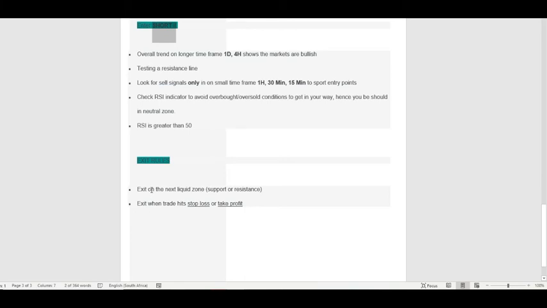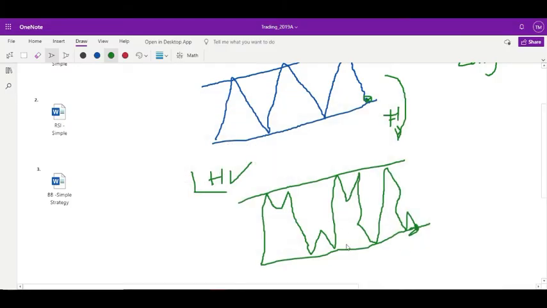We are on 1 hour or 30 minutes. How do you exit? Exit on the next liquid position, very important. You exit on the next liquid positions, or supports or resistance, right? That's where you take your profit. I'll explain here, you need to understand, very important. So let's say you want to buy here. This is on the 1 hour.